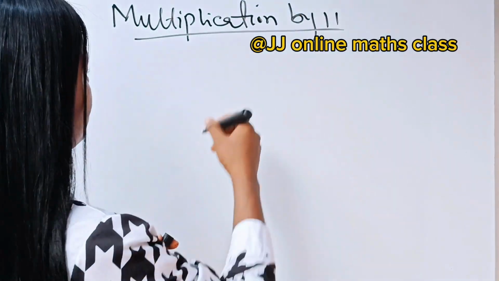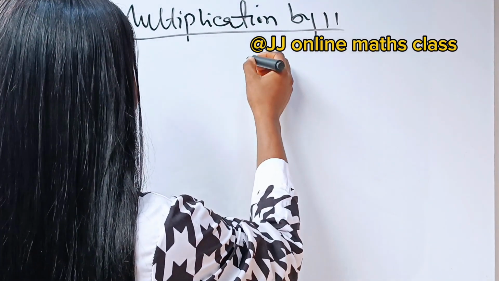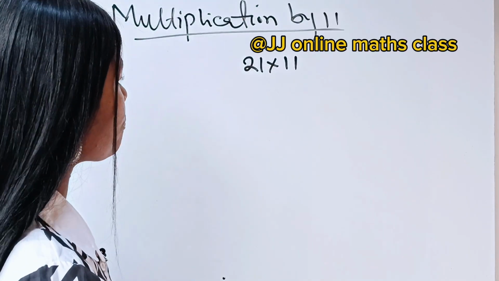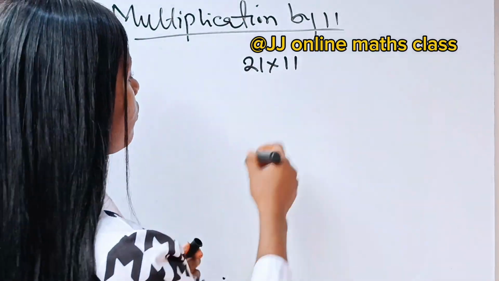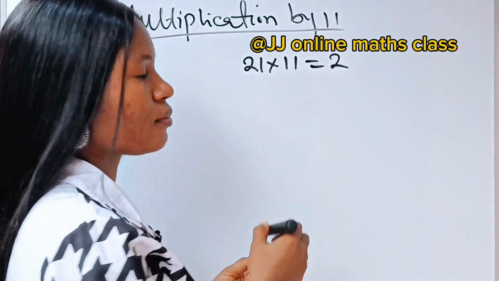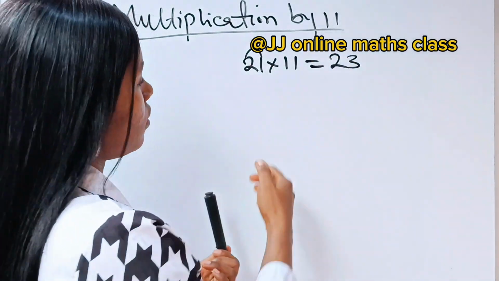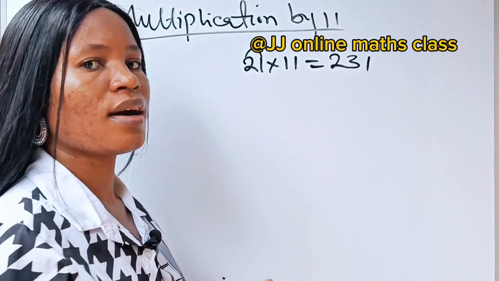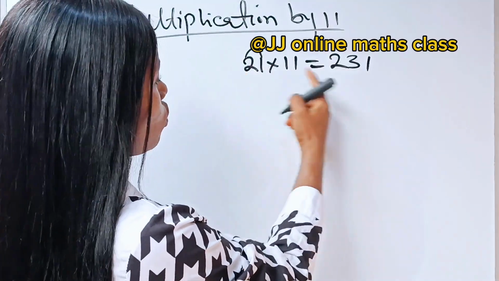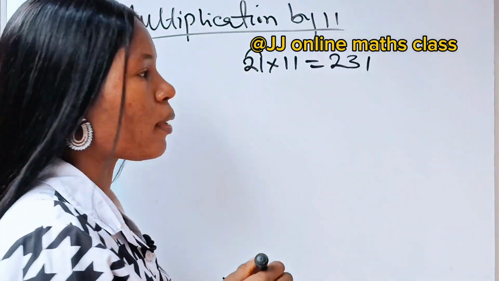Now let's go to two-digit numbers. For example, if you are asked to multiply 21 times 11, this is what you do. You write your 2 and you add this to this. 2 plus 1 is 3. Then repeat the last number, and this is your solution. Let me repeat myself: write your 2, 2 plus 1 is 3, then repeat the last number.